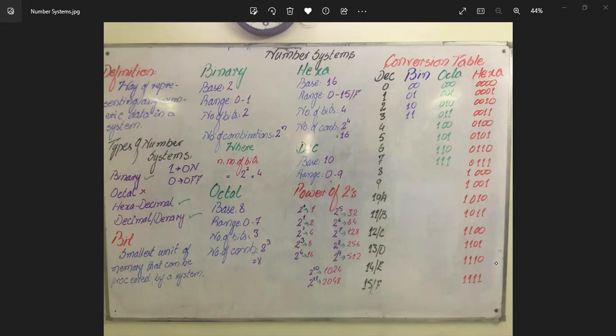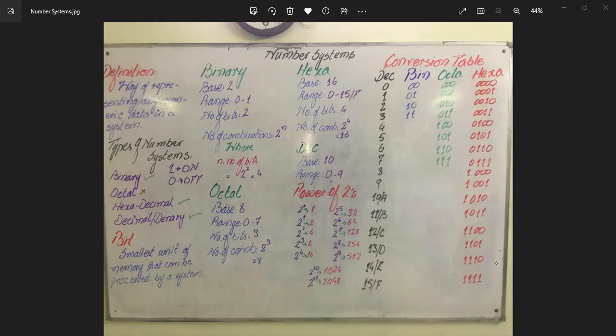Similarly, when it comes to hexa, the base is 16, range is from 0 till 15/F. Now, what is the concept behind this F? I haven't explained this to you right now. I will be explaining this when I come towards the conversion table. Number of bits is equal to 4 and the number of combinations is 2 power 4 equal to 16. For the decimal, it's base 10 and range is from 0 till 9. That means neither a number less than 0 nor a number greater than 9 can come in this range.